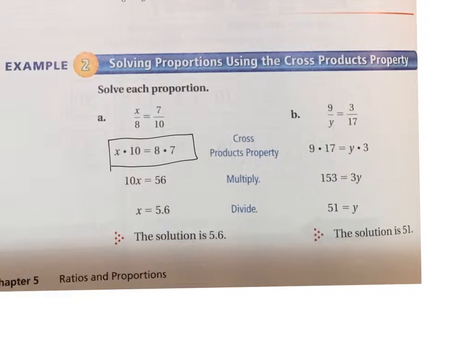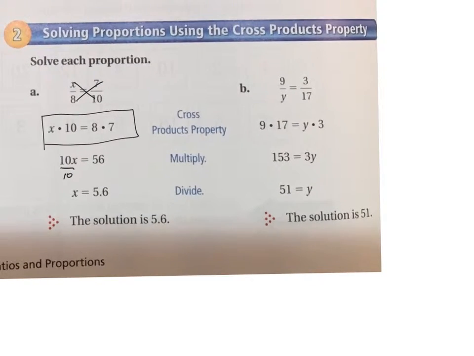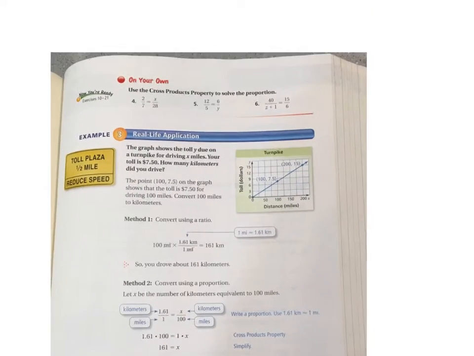Notice how I've multiplied straight across, and we've got the x and the 10 and the 8 and the 7. And then I have to divide by 10 to isolate x by itself. Same thing over here on example number B. And okay, then real life application.